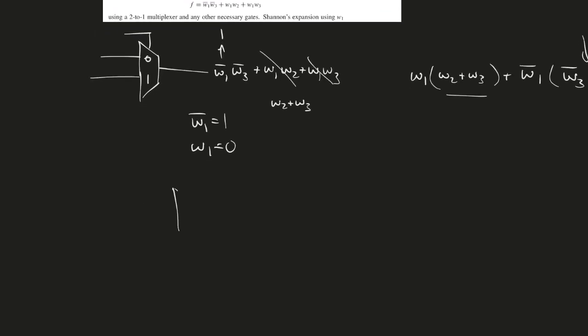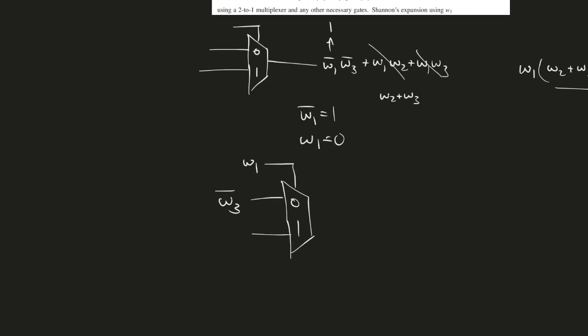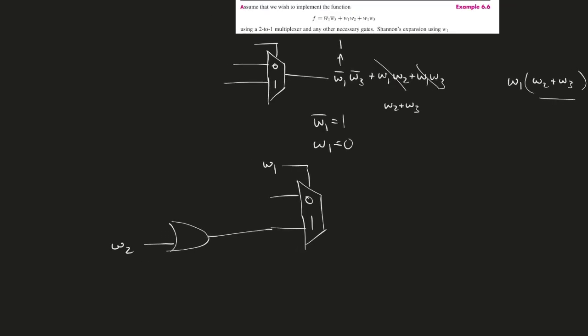So we will just draw the multiplexer, with W1 being our selector. So W3 naught is entering this portion, and then W2 plus W3 is entering here. Okay, and then we can use gates to represent this. So for example, we can do an OR gate. So we have W2 and W3 entering here. Then we do a NOT of this and have it enter from here. So that's one way we can do it.